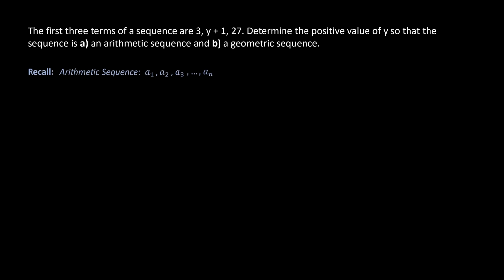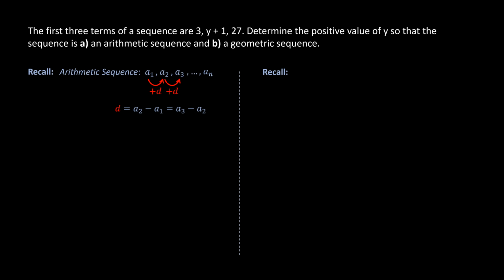geometric. Recall that an arithmetic sequence is a recursive sequence where new terms are created by adding a constant value each time. This constant is called the common difference and is represented by d. So the difference between any two consecutive terms is equal to the common difference d. Thus, we can see that the difference between the first term and the second term equals the difference between the second term and the third term.